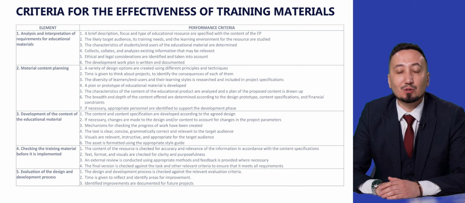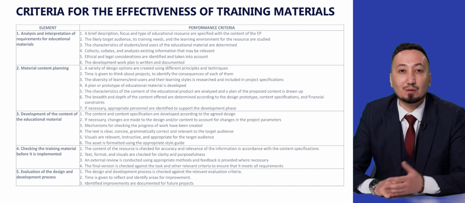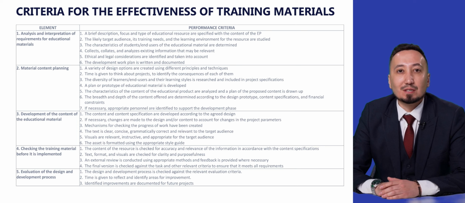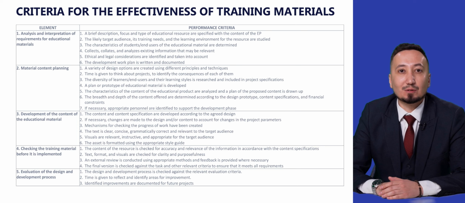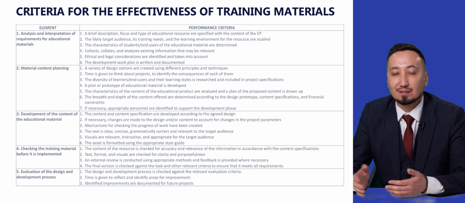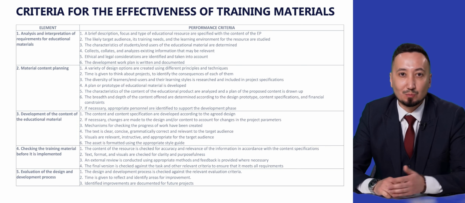The next element that ensures the quality of the educational material is the development of the content of the educational material. Its criteria for effectiveness are: 1. The content and content specification are developed according to the agreed design. 2. If necessary, changes are made to the design and/or content to account for changes in the project parameters. 3. Mechanisms for checking the progress of work have been created. 4. The text is clear, concise, grammatically correct, and relevant to the target audience. 5. Visuals are relevant, instructive, and appropriate for the target audience. 6. The asset is formatted using the appropriate style guide.